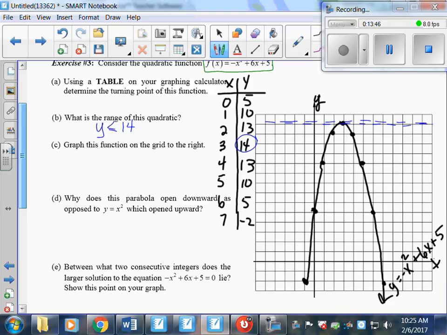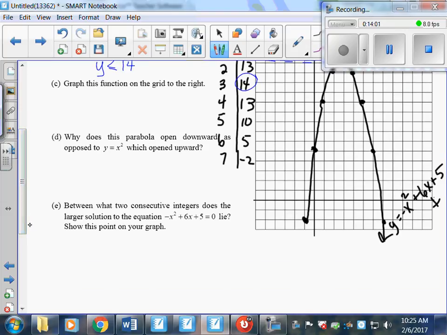Graph this function on the grid to the right. I did that already. Why does this parabola open downward as opposed to y equals x squared, which opened upward? Well, what's the difference between this one and the first one that we did? Well, I'm hoping you're realizing that our leading coefficient in there, leading coefficient is negative. And that means that it opens down. When you have a leading coefficient that's positive, it opens up.